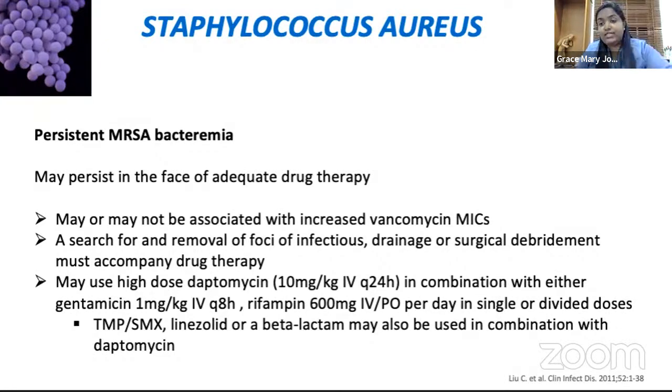And if no foci or anything has been found, you can use a high dose daptomycin in combination with something like an aminoglycoside or rifampicin to treat this persistent bacteremia. So like I said, always remember, Staph aureus in blood can go everywhere and cause abscesses, and it can kill the patient.